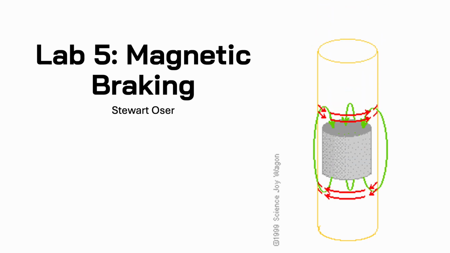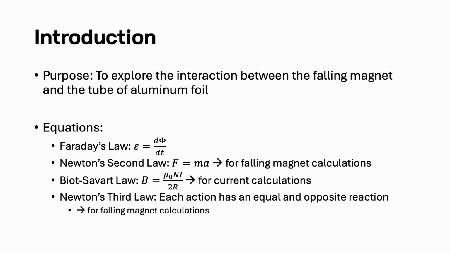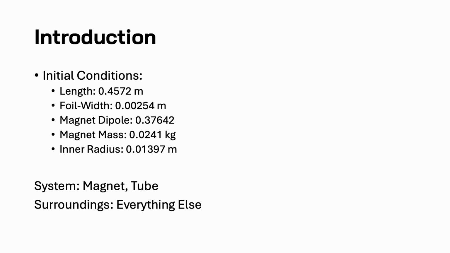Hi, my name is Stuart Ozer, and this is Lab 5, Magnetic Braking with Faraday's Law. The purpose of this lab is to explore the interaction between the falling magnet and the tube of aluminum foil. We use equations such as Faraday's Law, Newton's second law for falling magnet calculations, the Biot-Savart law for current calculations, and Newton's third law for falling magnet calculations.